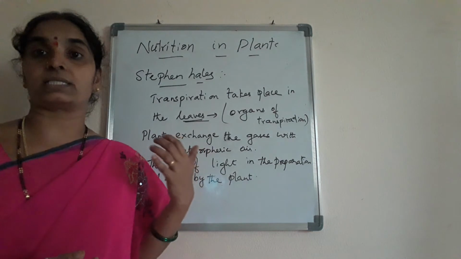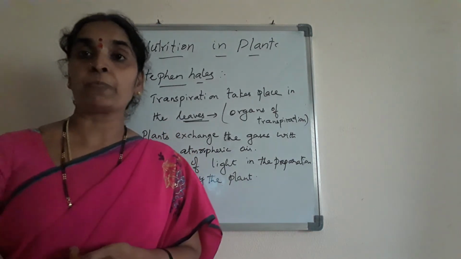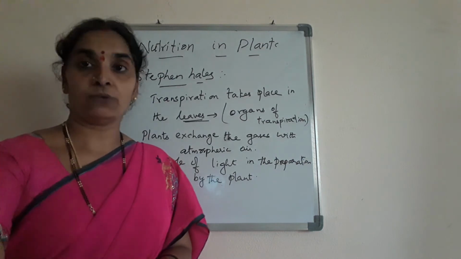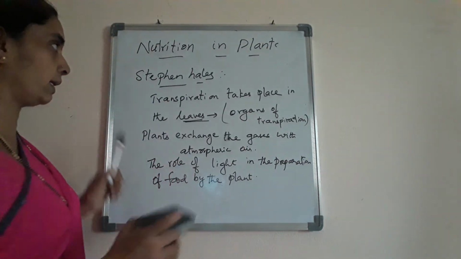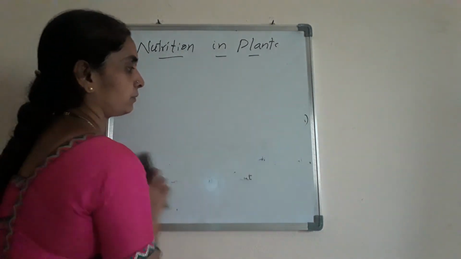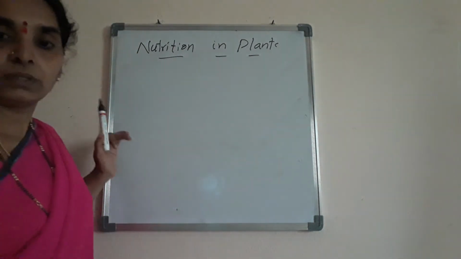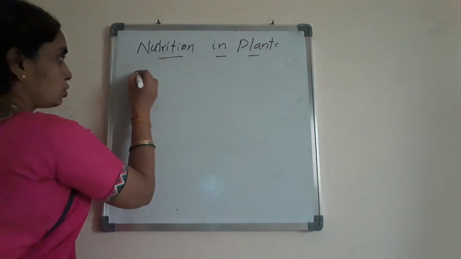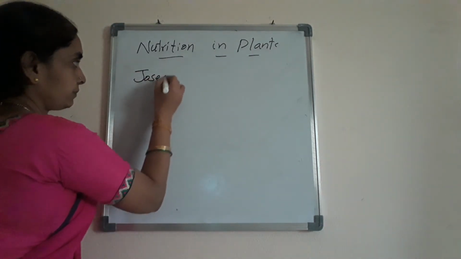And the role of light. So light is an essential feature for the process of photosynthesis, that is, preparation of food. The next part we will talk about. So the next scientist is Priestley, Joseph Priestley.